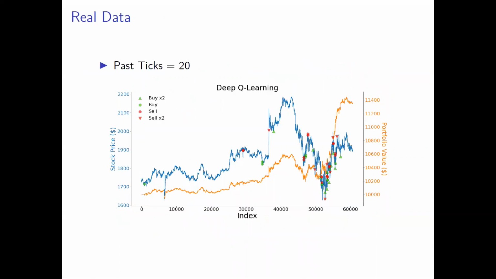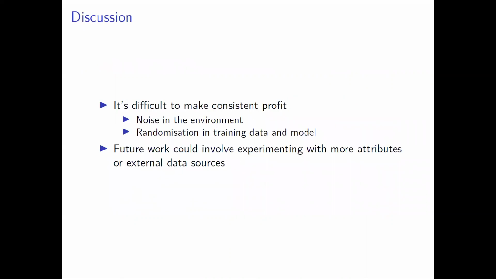Finally, we evaluate the model on real data, where it sees 20 ticks of prices at a time. It bought at the start and around time step 50,000. It utilizes the change in prices to make decisions on trading actions, gaining around $1,400 in profit at the end.